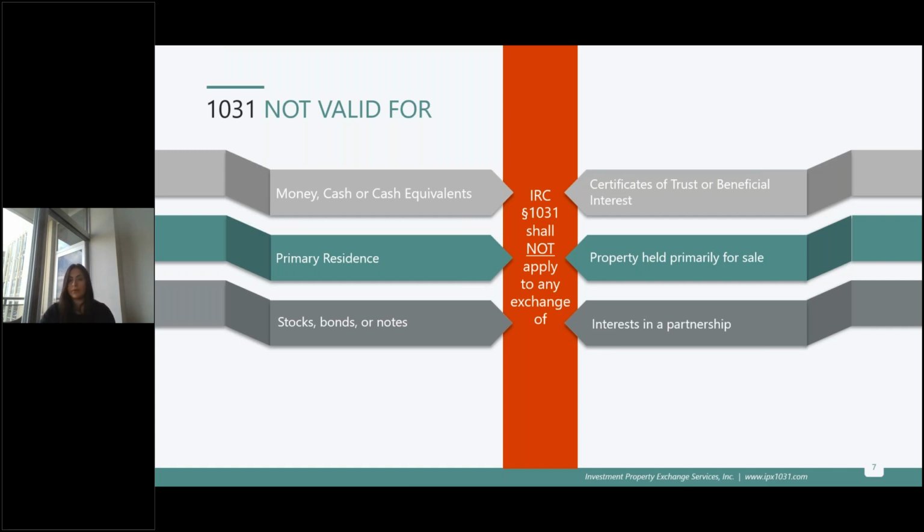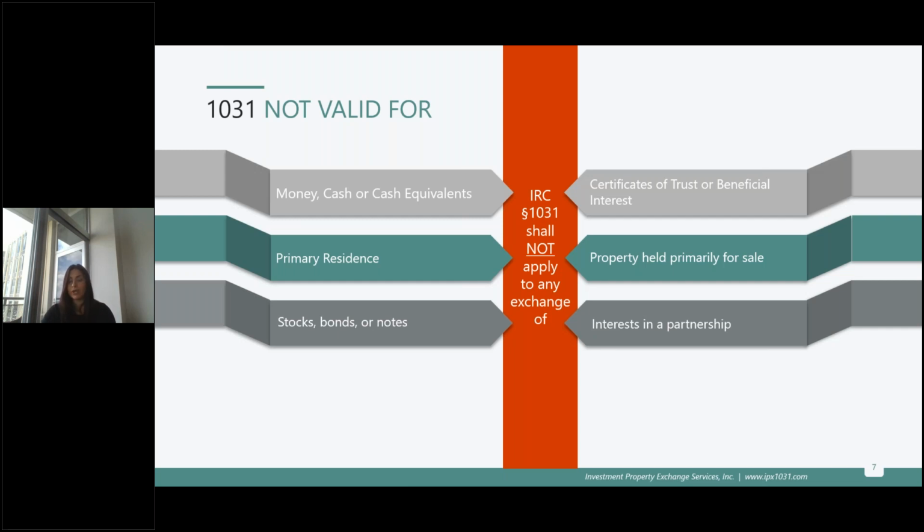Property held primarily for resale is not exchangeable. So that means customers that are flipping properties, developers, typically don't qualify for 1031 because the IRS considers those assets inventory as opposed to investment. So if it's a traditional buy, rehab, sell, or it's a traditional developer that buys a piece of land, puts a building on it, and then sells it off a couple of years later, that also doesn't qualify for 1031 treatment. 1031 is really for investors that hold property long term that are getting cash flow from that property.